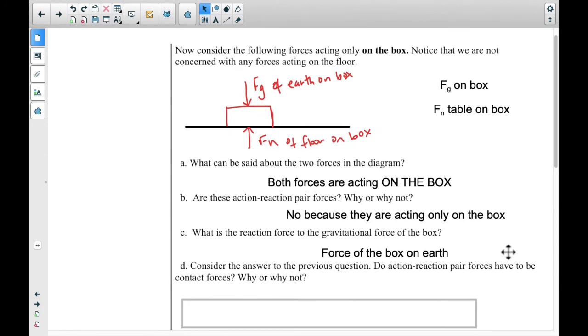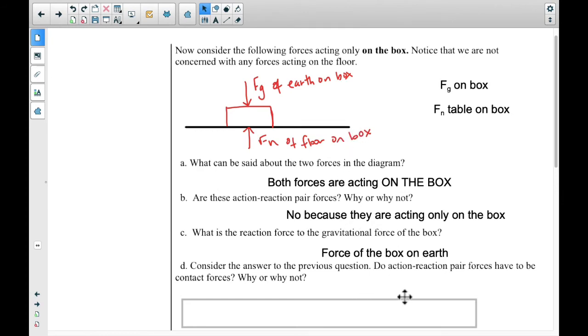Do action-reaction pair forces have to be contact forces? Oh no, this is an interesting thing. Hang on, let's wrap up what we've done here. First of all, like I said, it's just a little bit of semantics. And it's also a little bit how I drew my vectors. I don't love how I drew them this way. But basically what we're saying is these are not an action-reaction pair because they're both acting on the box. In order for it to be an action-reaction pair, we would need the box to be acting on something else, which it is, but we didn't talk about this example, okay?